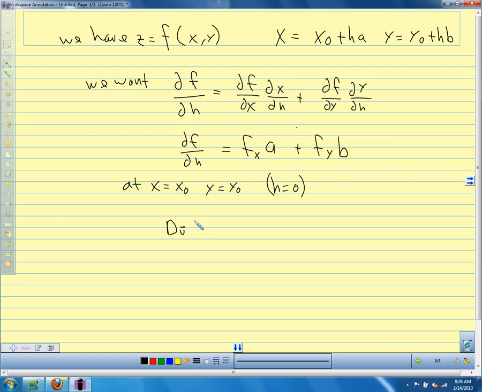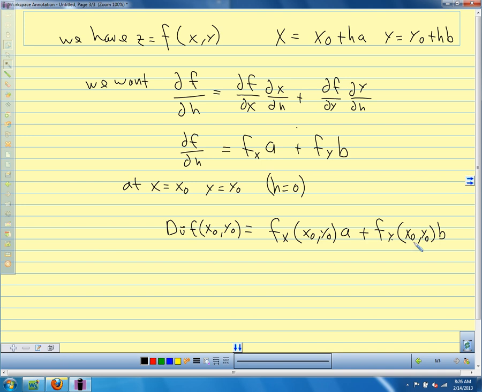in the direction of u of f of x0, y0 equals the partial with respect to x at our point times a, plus the partial with respect to y at our point times b. This is the formula that we're going to use to calculate our directional derivatives. It just involves partial derivatives and the components of our unit vector. And this is going to tell us the rate of change of our function in an arbitrary direction.